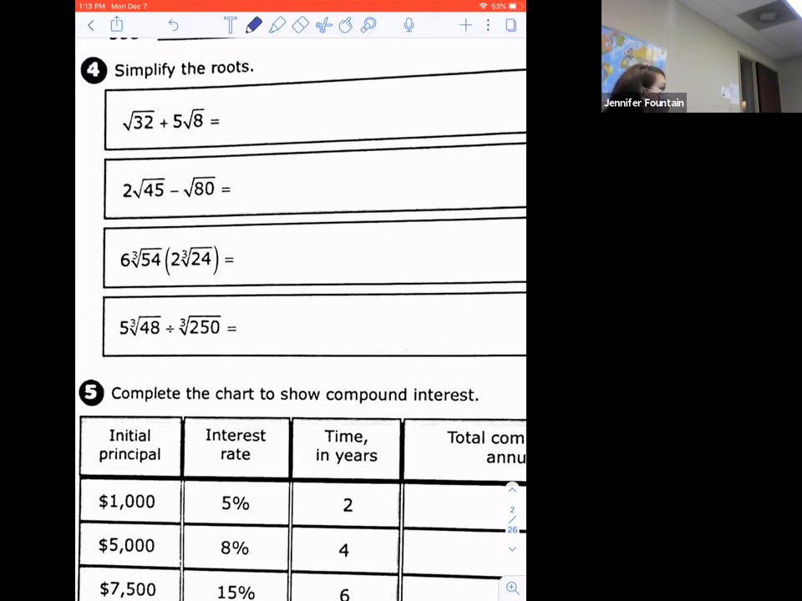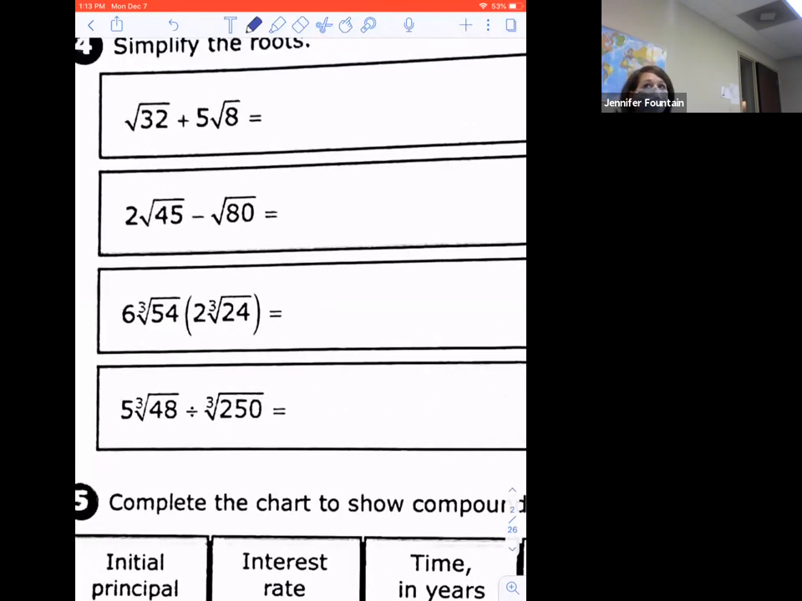When I add or subtract radicals, what is my rule? What do I need to remember about adding and subtracting radicals? How is it kind of like dealing with fractions? What do I need to add or subtract fractions? Common denominators. Good. My denominators have to be the same to be able to add or subtract fractions. When I'm dealing with radicals, my radicals have to be the same.